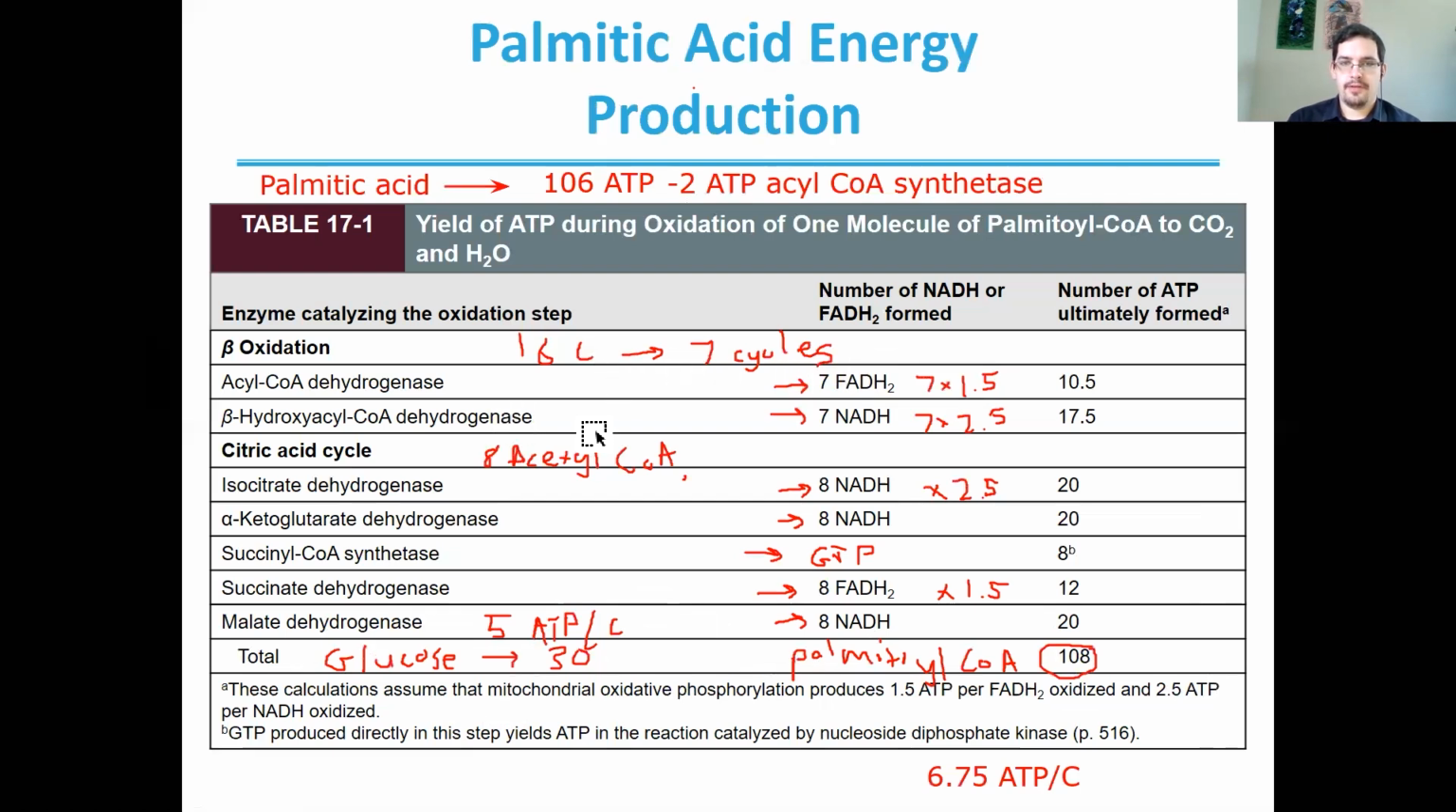So essentially, for every 2 carbons we have, we're getting out 4 ATP in the beta oxidation. So this is giving us 4 ATP per 2 carbon unit. And then when we feed that into the citric acid cycle, we get 10 ATP per 2 carbon unit.